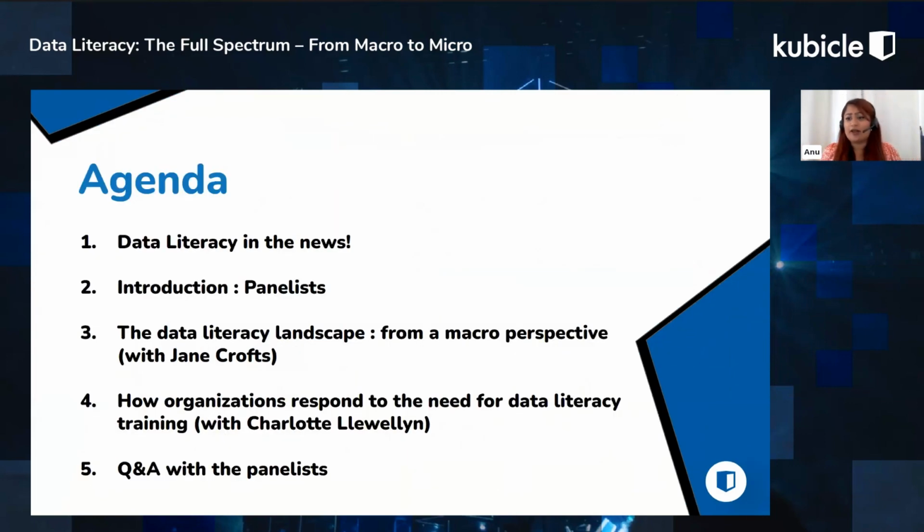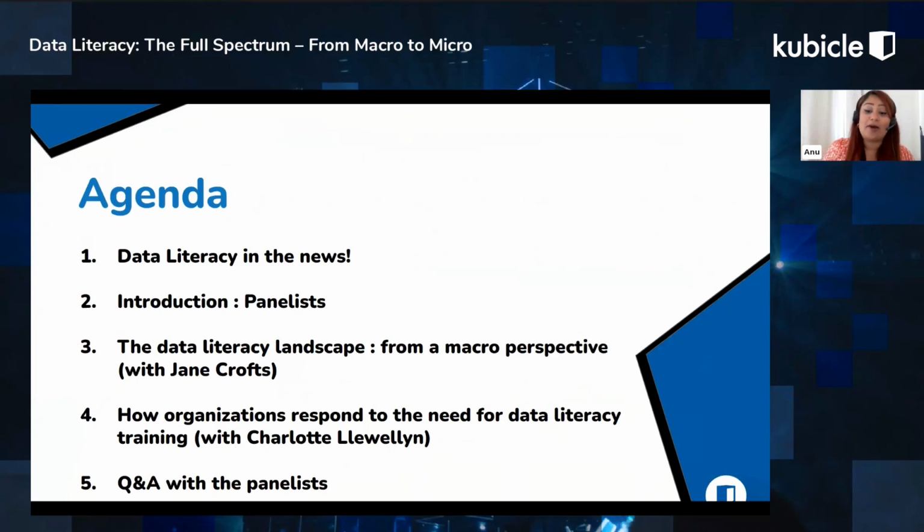Just to give a little bit of an idea of what to expect as part of today's agenda, we're going to kick off with what's new in the world of data literacy, what's in the news, and then I'm going to introduce our panelists and my guests for today. Like I mentioned, we're going to talk about the data literacy landscape from a macro perspective with Jane, from Data to the People. Then we're also going to talk about how organizations are responding to the dire need and rationale for data literacy in their organizations with Charlotte from Plural Strategy. In around 30 minutes, we should wrap up all of that, and we will leave about 5 to 10 minutes at the end for some questions with both Jane, Charlotte, and myself as well.